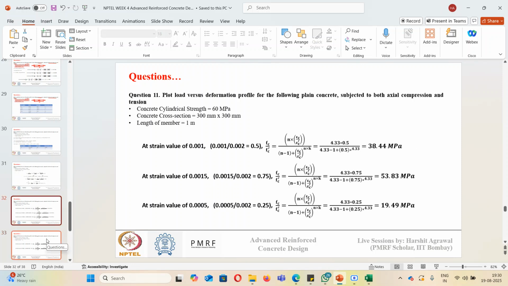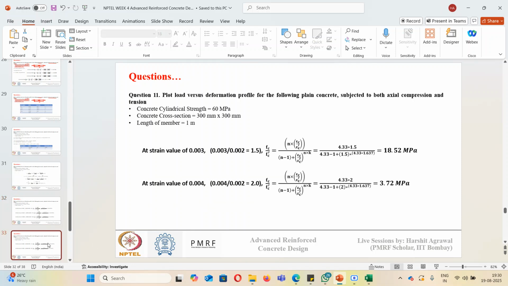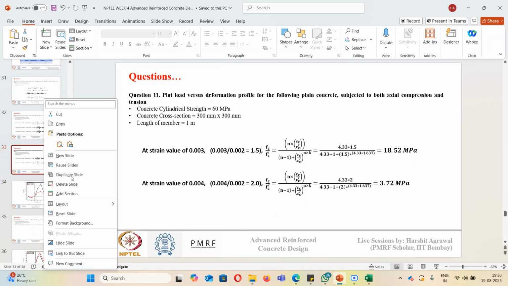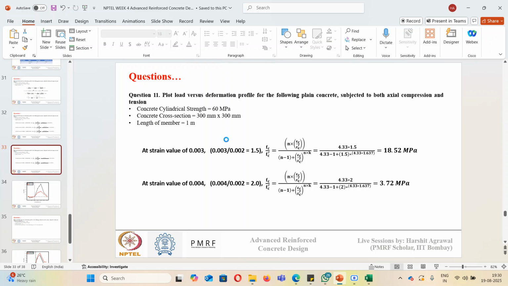At 0.002 we already know the stress. At 0.001, 0.0015, and 0.0005 we have calculated the stress. So this will form the increasing, ascending profile, and these 2 post-peak points will give me the descending profile. Now we'll calculate the load versus deformation using these points.